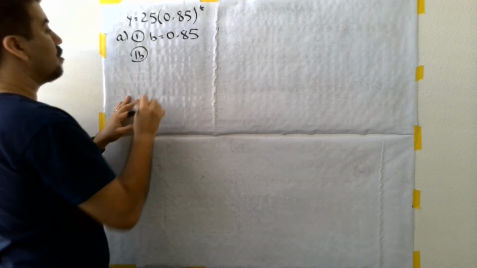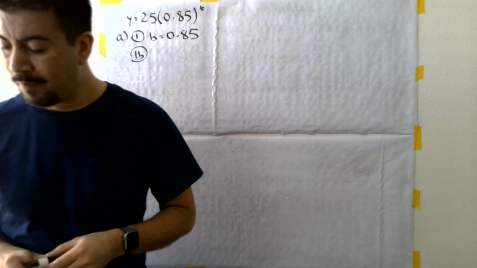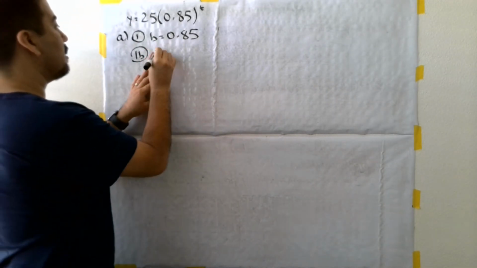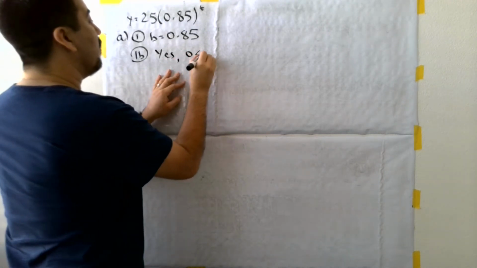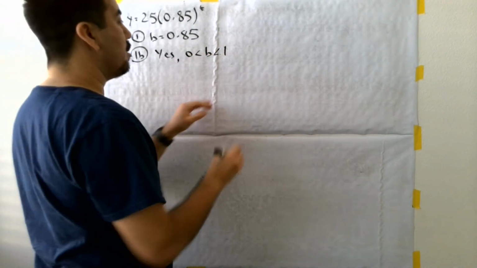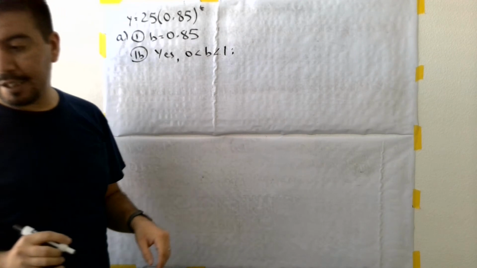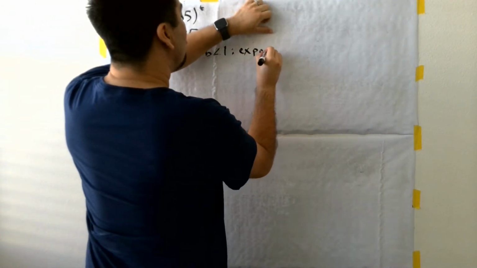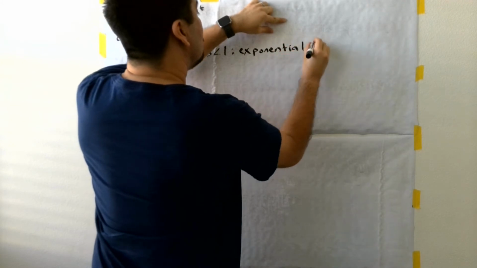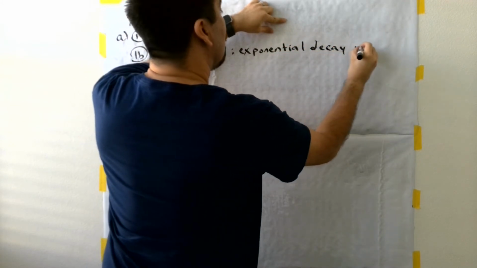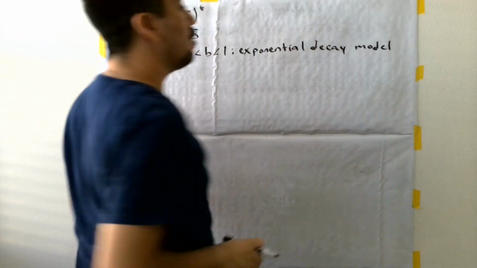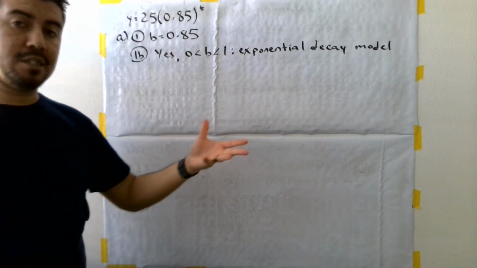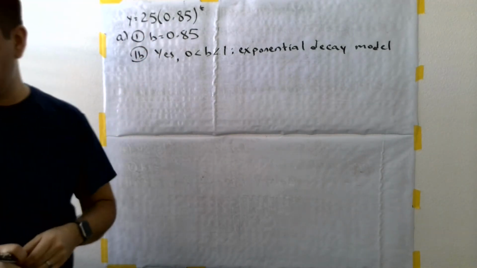So this is an answer to step 1b. Is the base between 0 and 1? We say yes. The base value is in between 0 and 1, and so that is an example of an exponential decay model. So we're going to use the exponential decay model to make sense of what we're seeing in this equation.